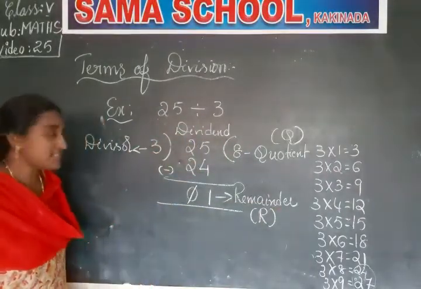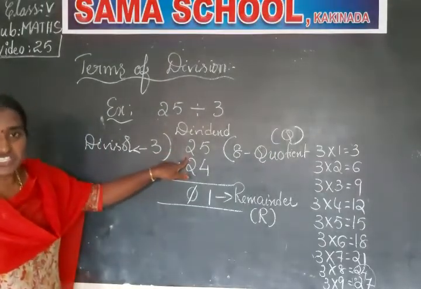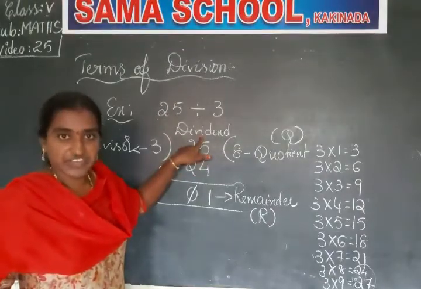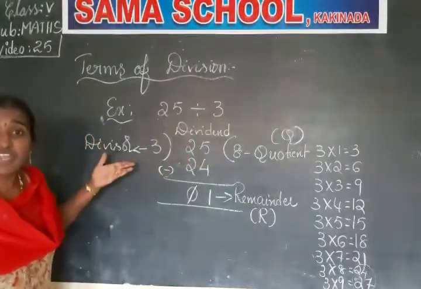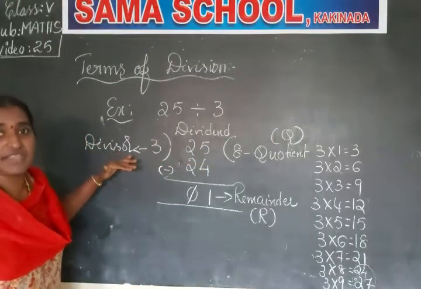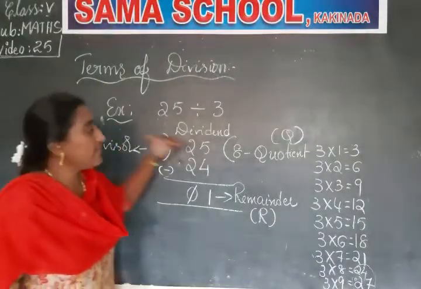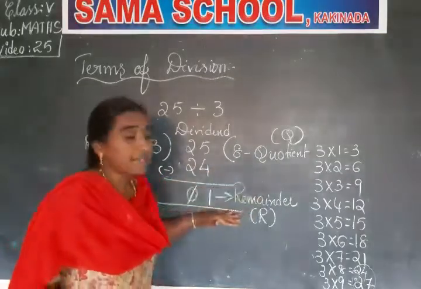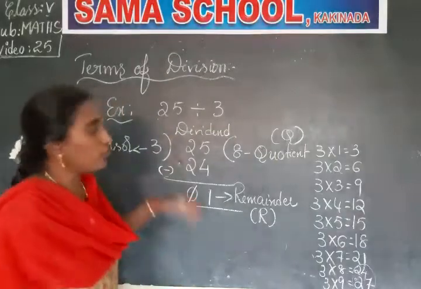How to define these terms? The number which we are dividing is known as the dividend. The number by which we are dividing is known as the divisor. And the result of the division is known as the quotient. And the number left over after division is known as the remainder. These are the 4 terms.